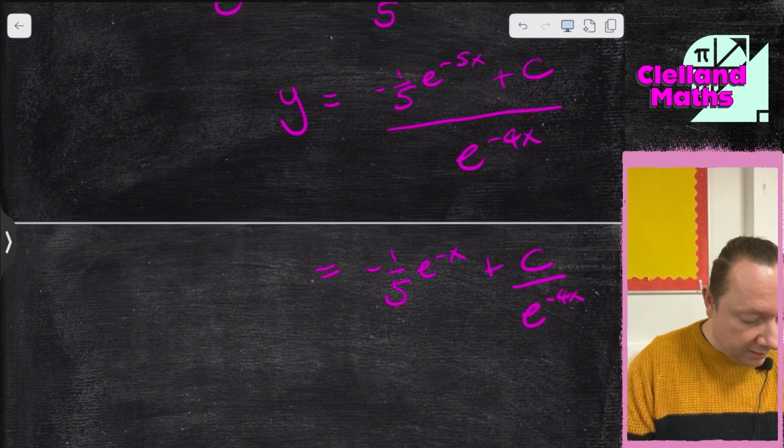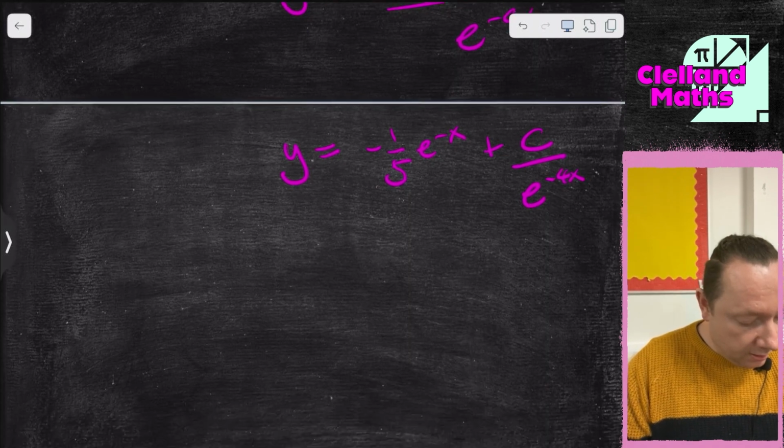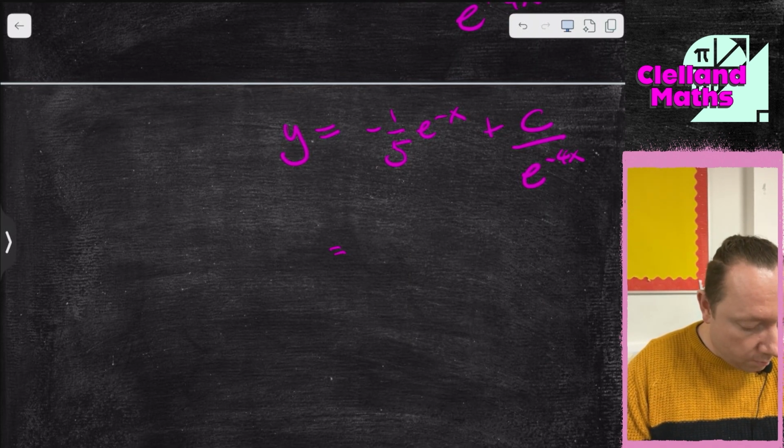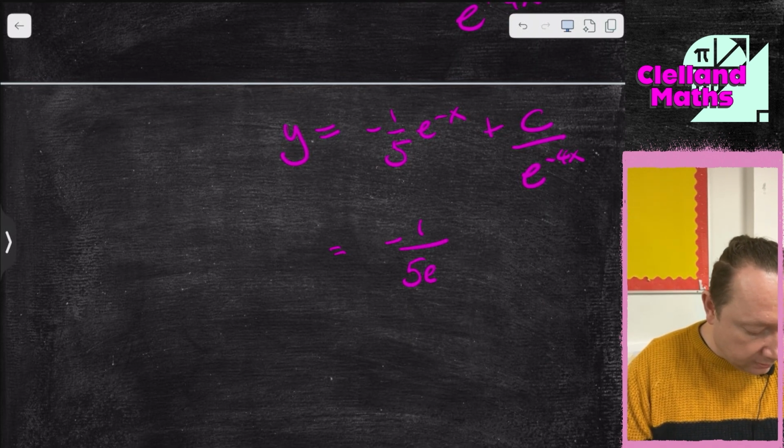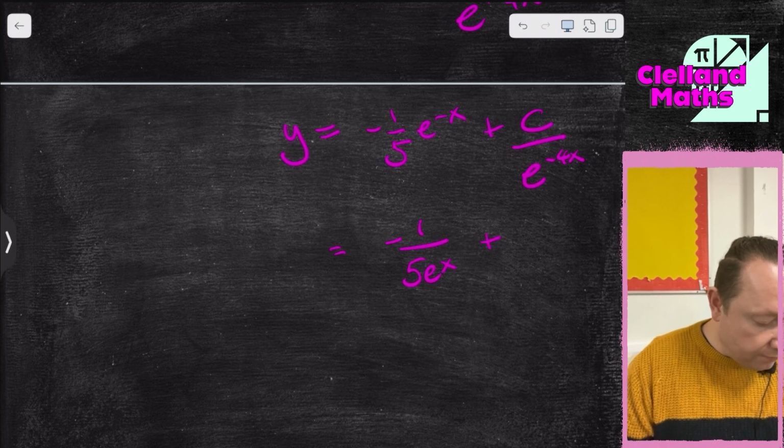And if you want to write that even nicer, but I'm pretty sure that would be fine, you could say that that is equal to minus 1 over 5 e to the minus x, plus, and then the e to the minus 4x can just jump up to say c e to the 4x, and I think I'm going to stop there.